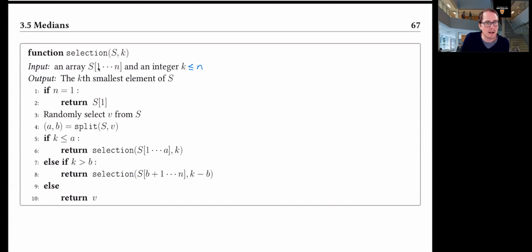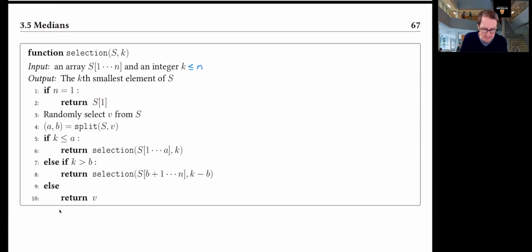So in the case where S is length 1, then k would have to be 1, and this would just return that element, the one element in the array. Otherwise, we randomly select a V from S, and we split the array into the three pieces, S left, SV, S right. And S has just been modified in place, right? So now S is different. This changed S, and it told us where A and B lie.